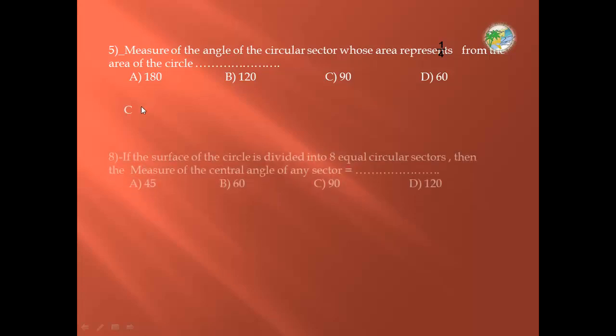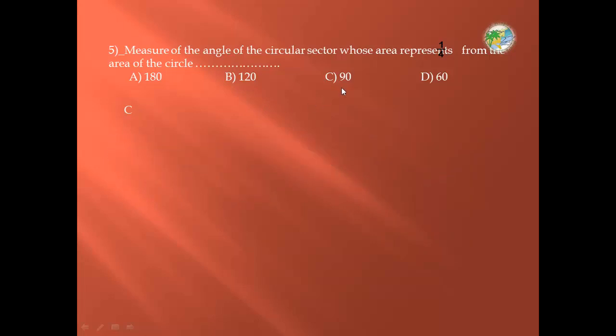Measure of the angle of the circular sector whose area represents a quarter of the area of the circle. Quarter of the area of the circle, so a quarter of 360 equals what? C, which is 90.